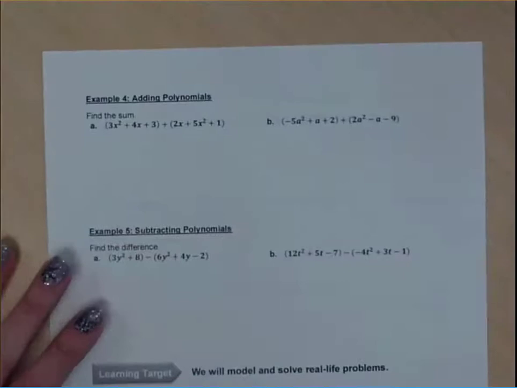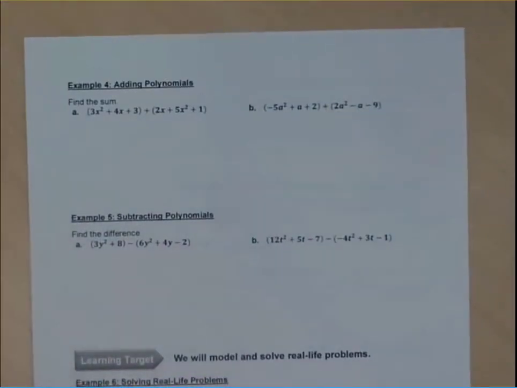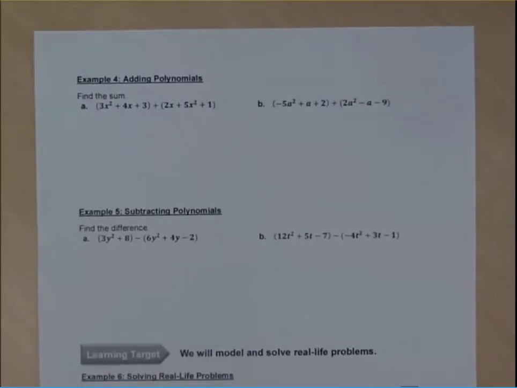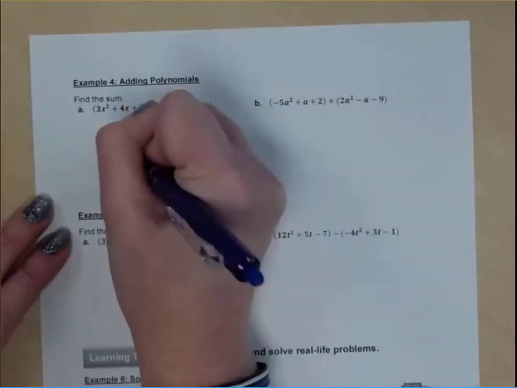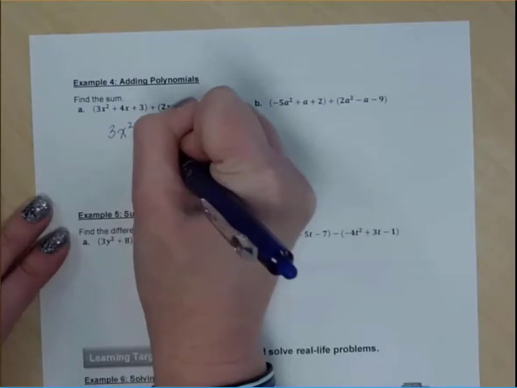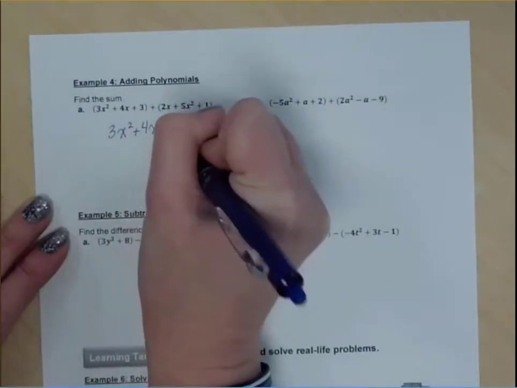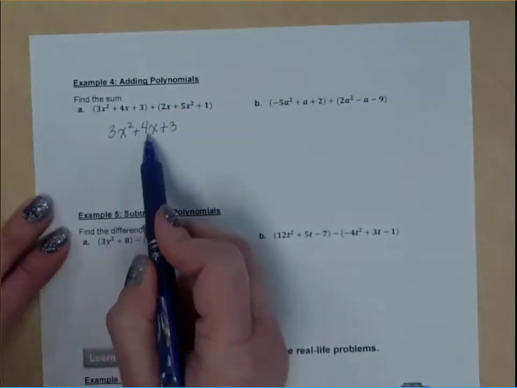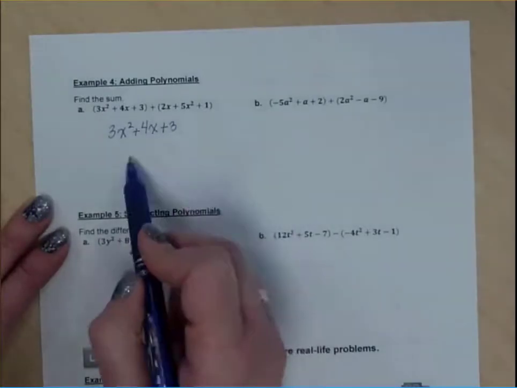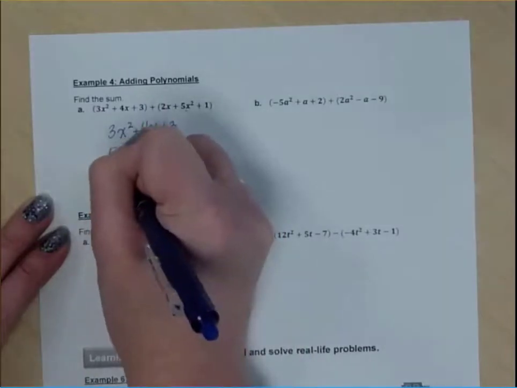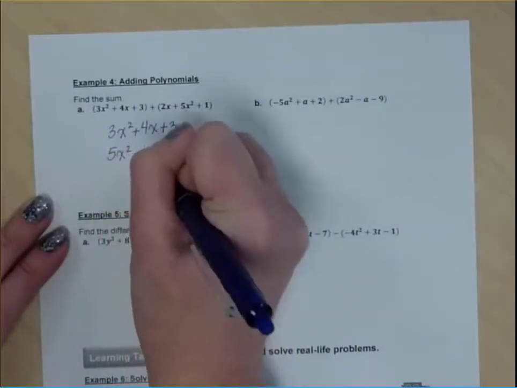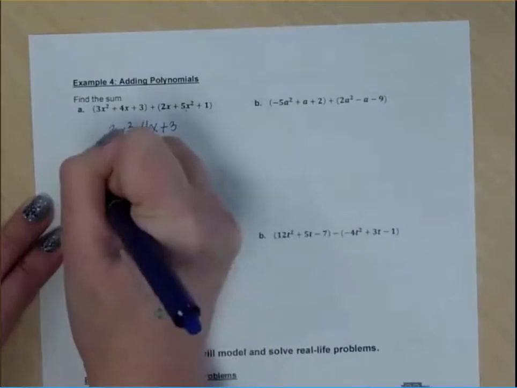Now what we want to do is add these polynomials. I'll be honest, there's a lot of different ways to do this. One of the ways is to rewrite these in standard form, one above the other. So I have 3x squared plus 4x plus 3. One of the things I want to make sure is that all my exponents and constants are lined up. So I want to rewrite this in standard form. So I have 5x squared plus 2x plus 1.